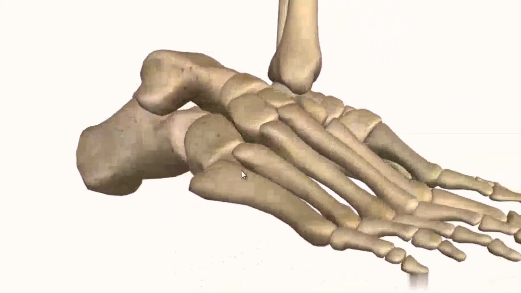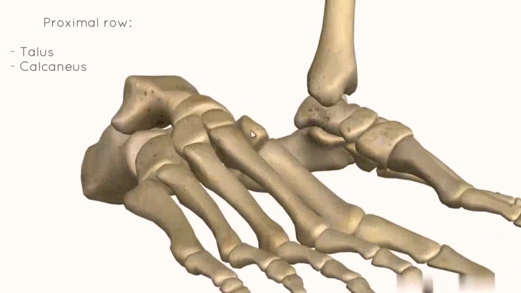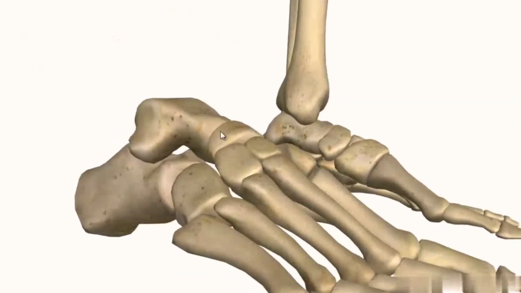So those are the 7 tarsal bones. You've got a proximal row with the 2 large bones, the talus and the calcaneus, and you've got a distal row which contains the 3 cuneiform bones, and laterally the cuboid bone, and then you've got an intermediate bone called the navicular, which sits in between the proximal and the distal row of tarsals.